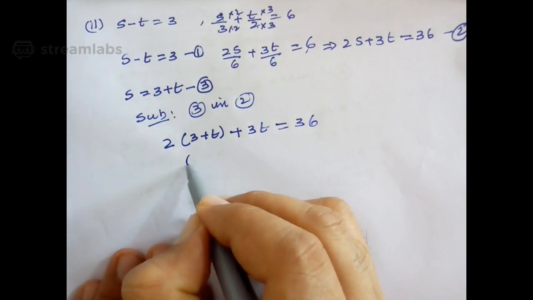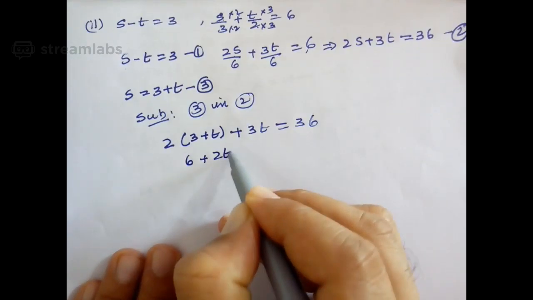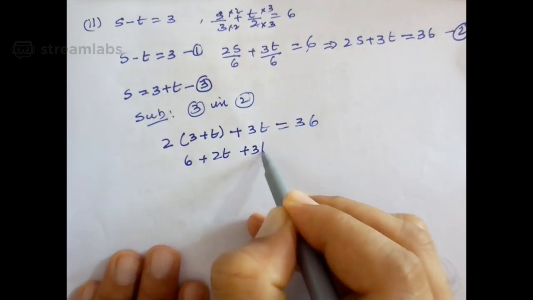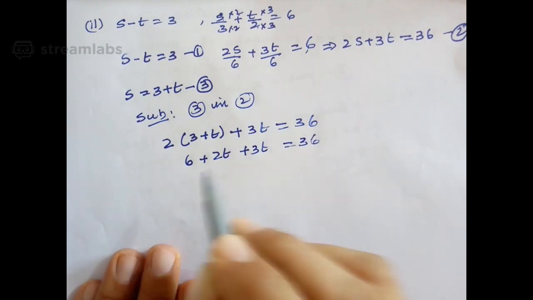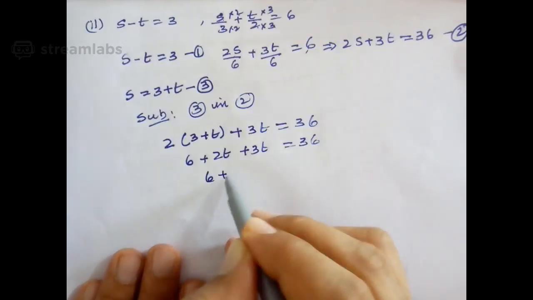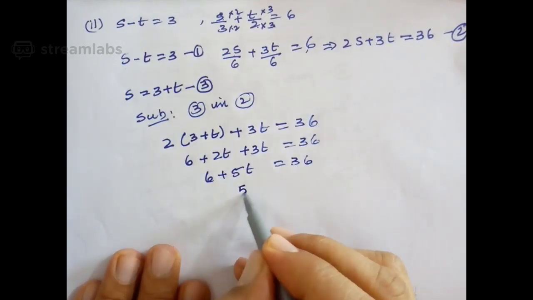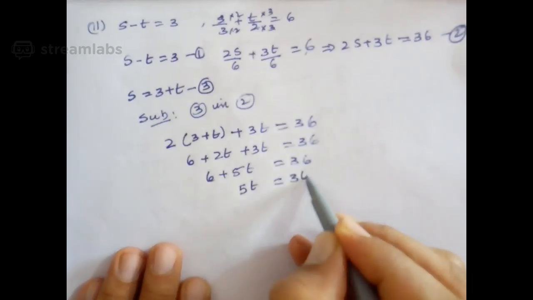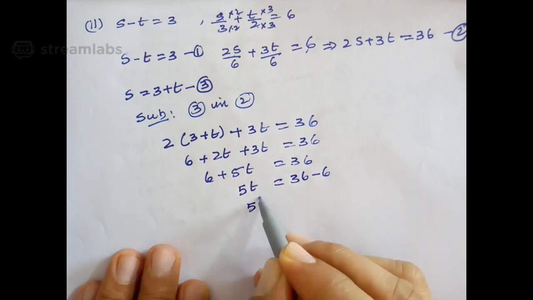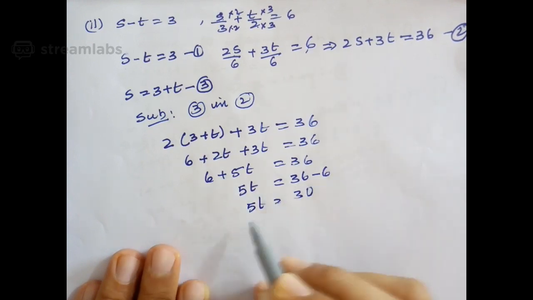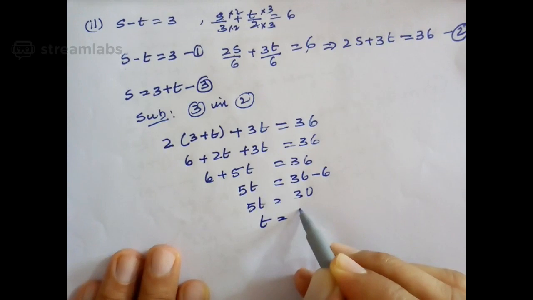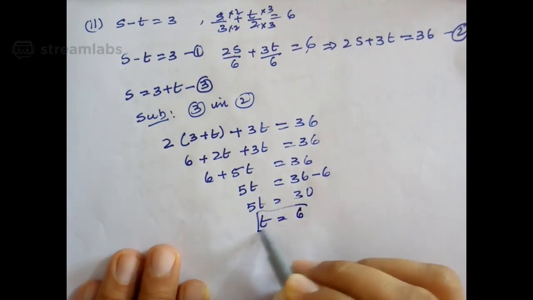That is 2 into 3, 6, plus 2 into t, plus 3t is equal to 36. That is 6 plus 5t is 36. What is 5t? 5t is 36 minus 6. 5t is how much? 30. So t is what? 30 by 5 is 6.